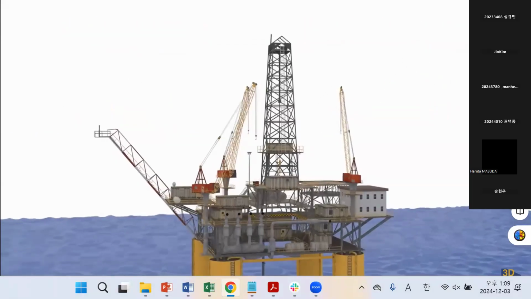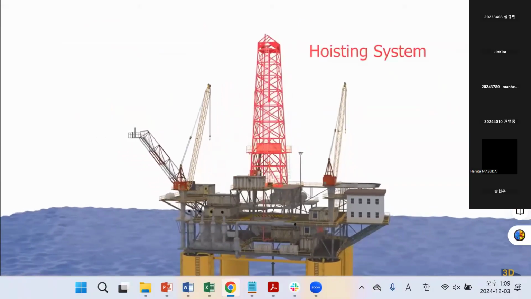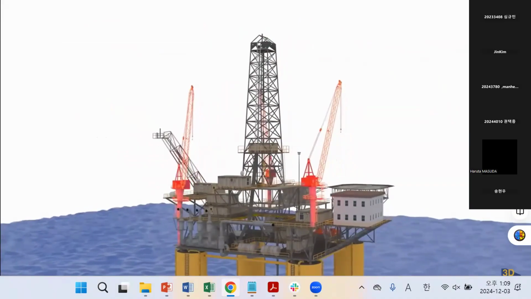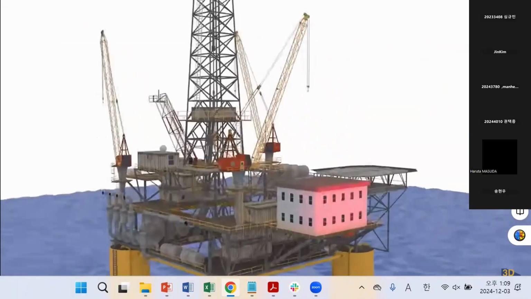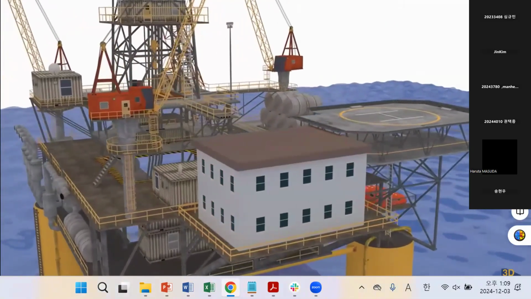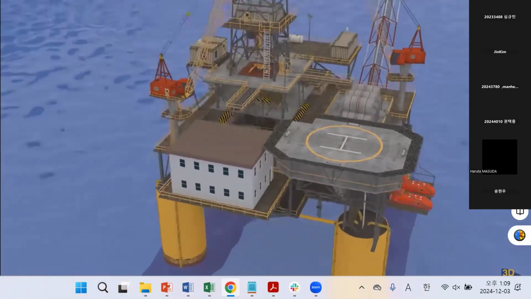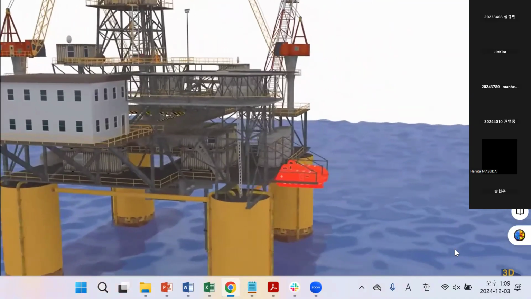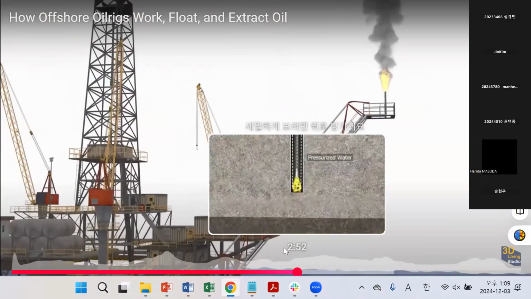Let's take a look at what's on the oil rig. This is the hoisting system. It is used to raise and lower the drill string. There are cranes. They are used for transporting supplies between ship and the oil rig. Living quarters. This is where the crew members stay, eat, and sleep. Helicopter pad. Crew members will be transported using helicopter. Emergency lifeboats. An escape plan for crew member in case of any dangerous situation.